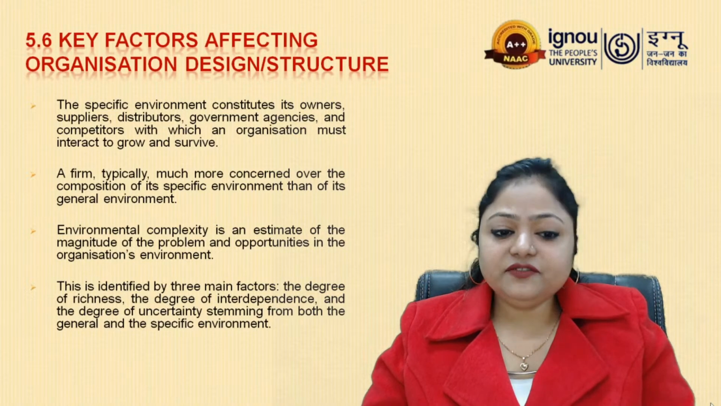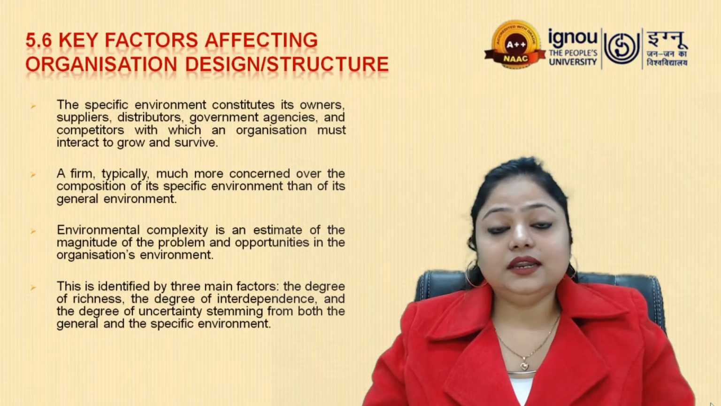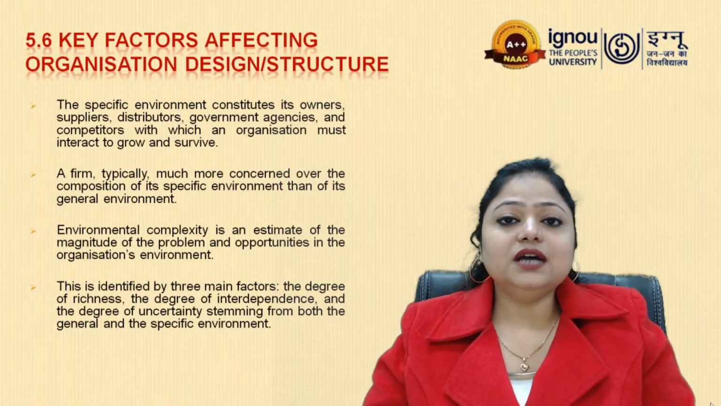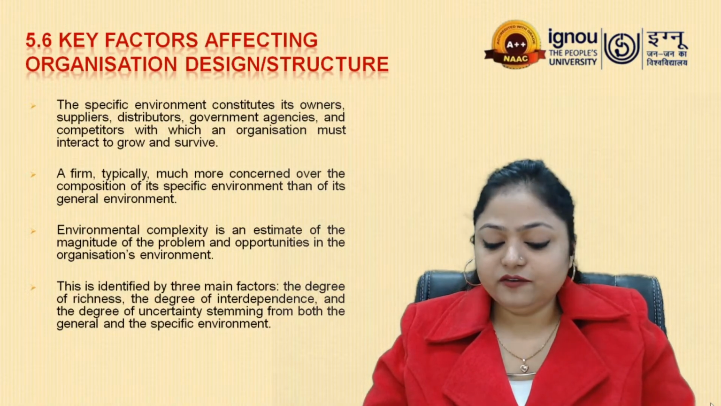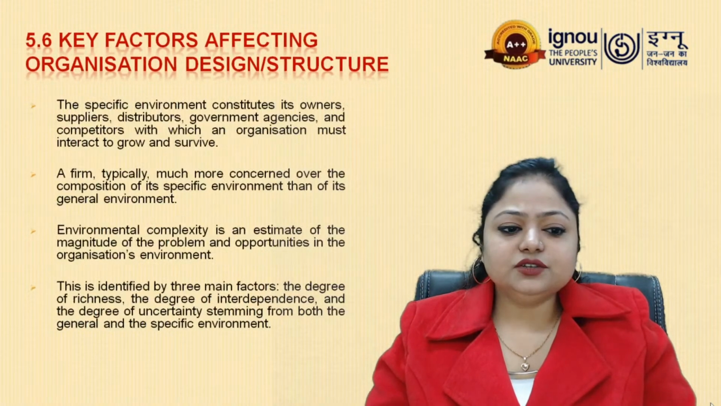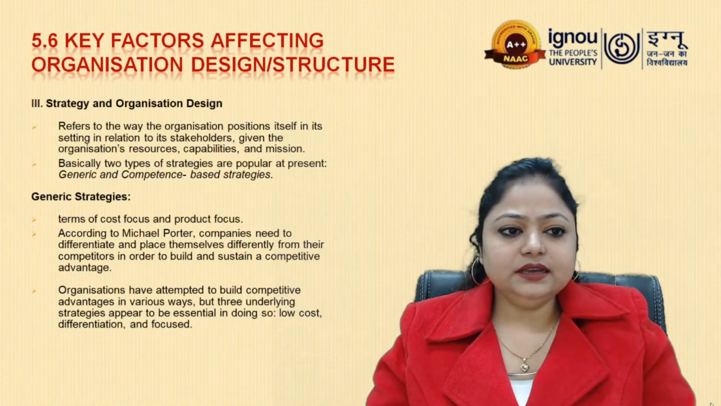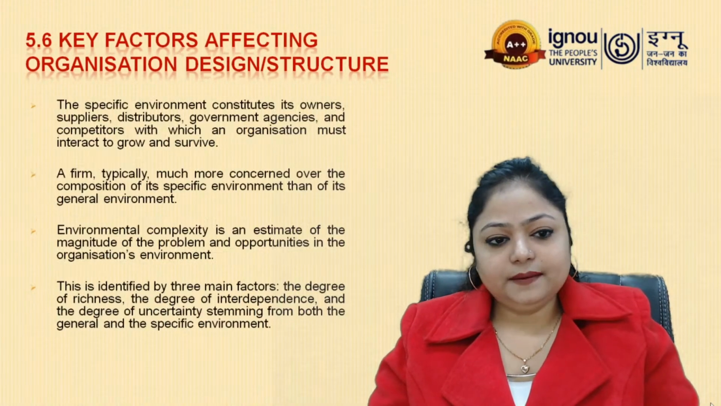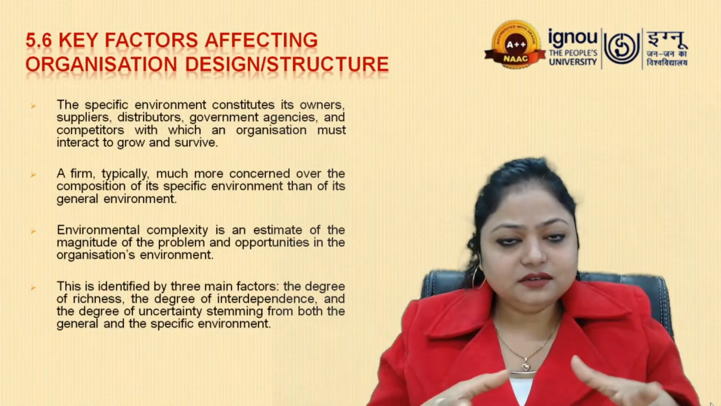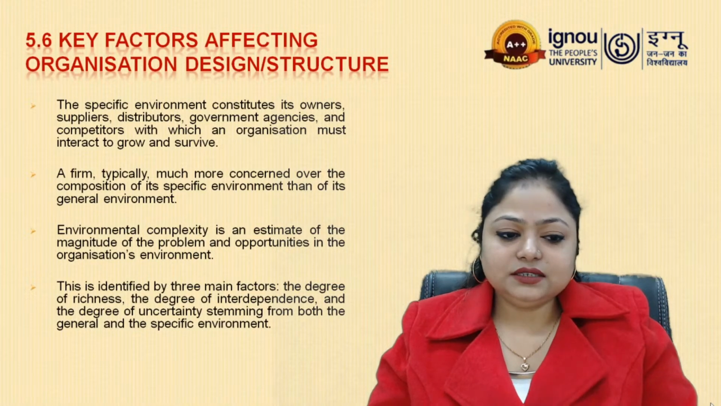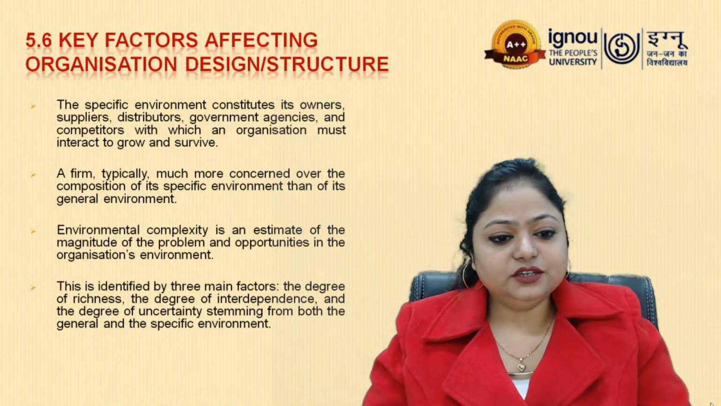So this is identified by three major factors: the degree of richness, the degree of interdependence, and the degree of uncertainty, stemming from both the generic or the specific environmental factors. So, what are these? Richness of the environmental complexity denotes that the organizations have an abundant environment, and there is no scarcity or less scarcity when it comes to the availability of resources.